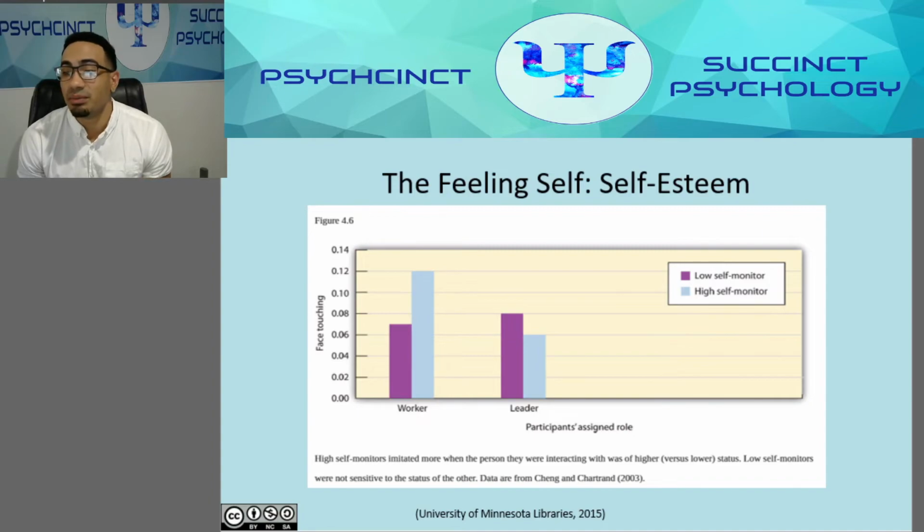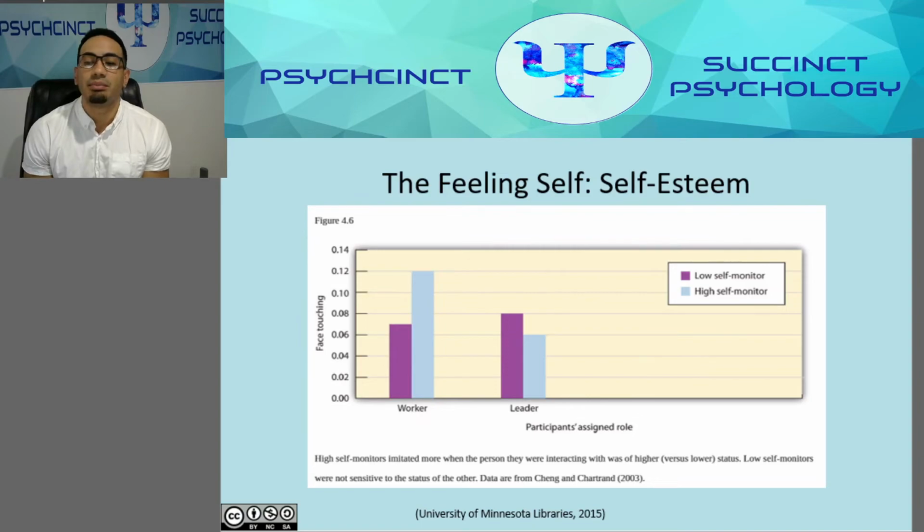As you can see from figure 4.6 here, Chang and Chartrand found an interaction effect. The students who had been classified as high self-monitors were more likely to mimic the behavior of the confederate when she was described as the leader versus when she was described as the worker. This indicated that they were tuned into the social situation and modified their behavior to be viewed more positively. Although the low self-monitors did mimic the other person, they did not mimic them more when she was the leader versus the worker.